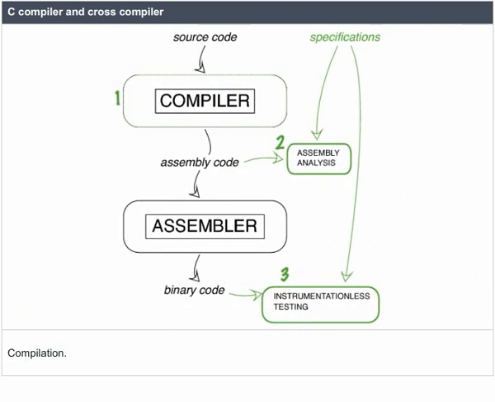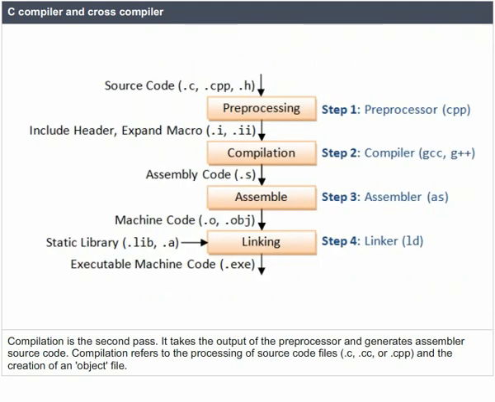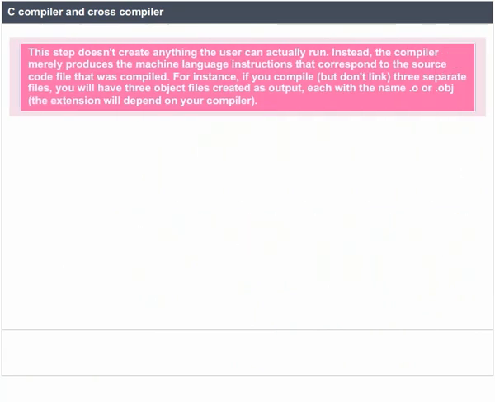Compilation. Compilation is the second pass. It takes the output of the preprocessor and generates assembler source code. Compilation refers to the processing of source code files .c, .cc or .cpp and the creation of an object file. This step doesn't create anything the user can actually run. Instead, the compiler merely produces the machine language instructions that correspond to the source code file that was compiled.